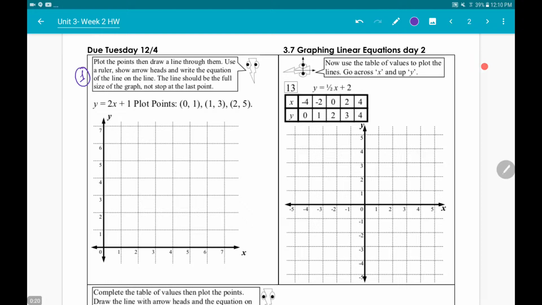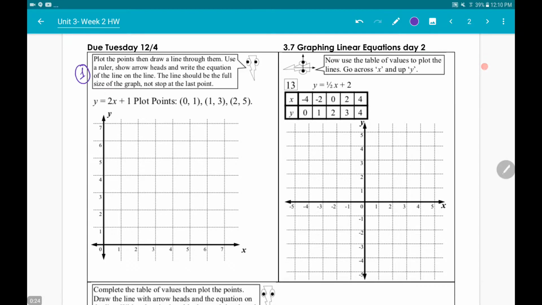Okay, so directions for number 1. Plot the points, then draw a line through them. Use a ruler, show arrowheads, and write the equation on the line. The line should be the full size of your graph, not stop at the last point. Okay, so this is already given to us. We don't have to find any. So in class, we were finding these coordinates. I just want us to practice doing it before we solve for them.